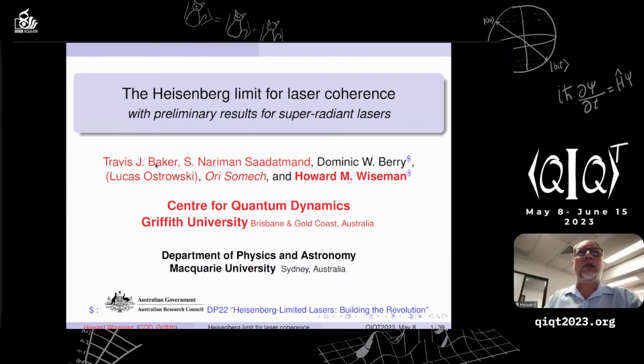So Trav Baker was a PhD student, Nariman Sadatman was a postdoc, and they will be irrelevant to the general topic I'll be talking about, as will Lucas Ostrovsky, who's a current PhD student. And then another current PhD student, Ori Somek, is the one who's been working on this particular topic to do with super-radiant lasers that I'll spend quite a bit of time talking on.